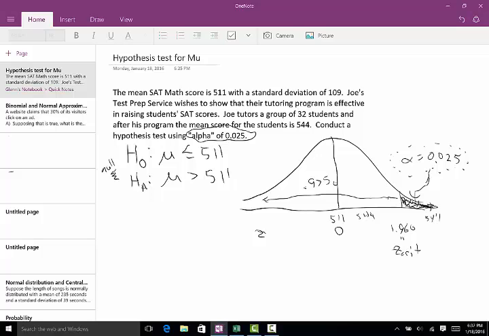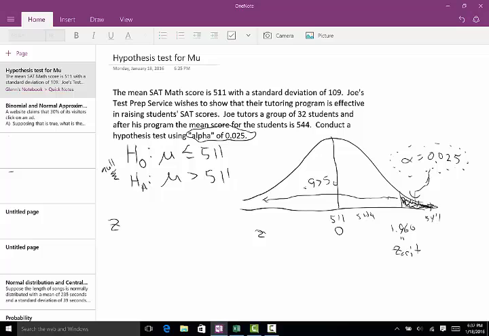Any group of 32 students is going to give me a mean conceivably different from 511, but how significant is that difference? That's what hypothesis testing is all about. So what's left to be done? We still need to determine which placement of the 544 is the correct one, close or far. A couple ways to do that. First way I'll show you is finding its z-score.